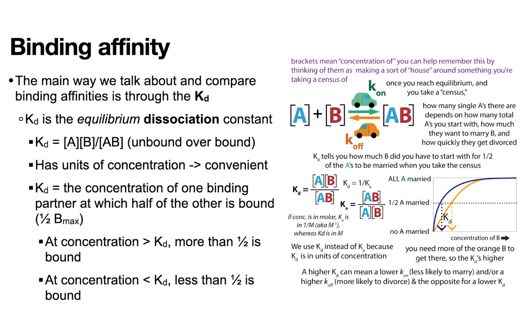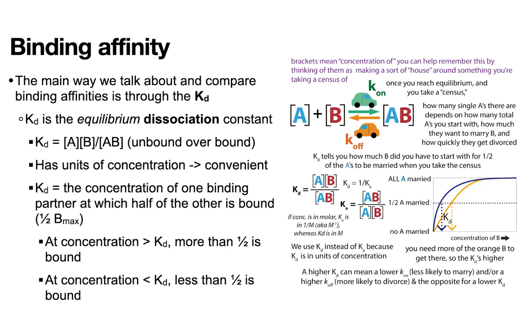The reason we use this instead of the Ka, the association constant, which we'll discuss in a second, is that it has units of concentration, which is more convenient. What's really convenient is that the KD is the concentration of one binding partner at which half of the other is bound. And remember, the maximum amount bound would be our Bmax, and half of that would be our half Bmax.